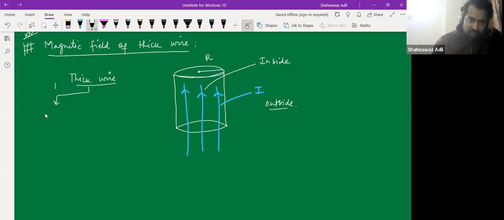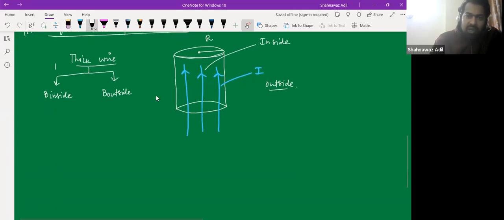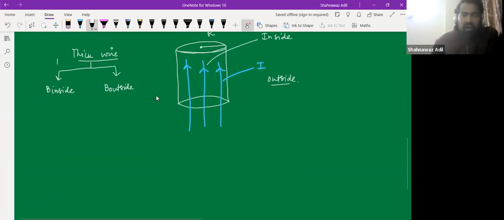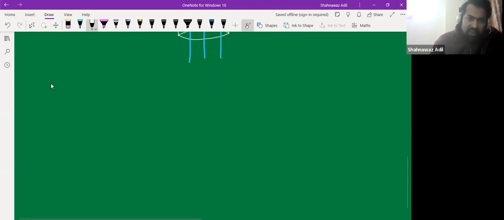And one would be the magnetic field inside, and then the magnetic field outside, right? So now let us simply calculate the magnetic field outside, which we can do very easily. That thing we can calculate. So let's say we have this. Let me calculate the magnetic field outside.